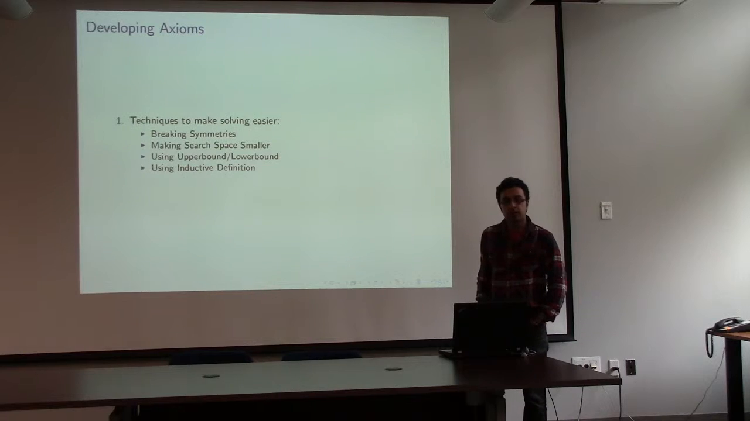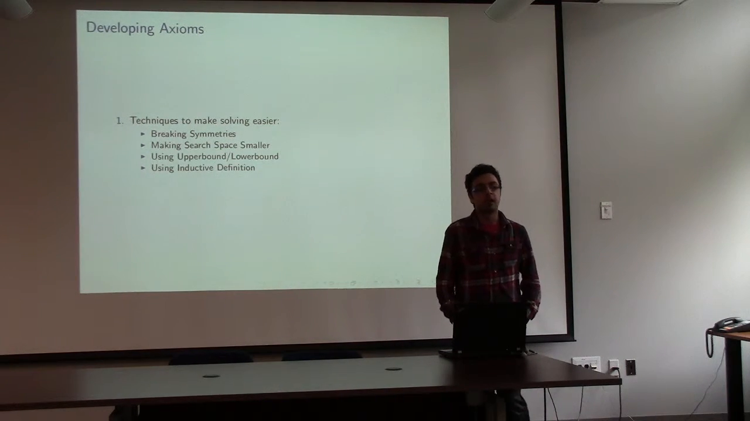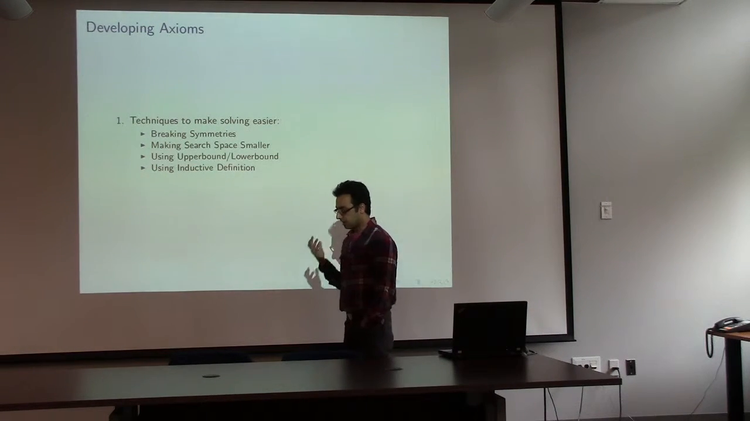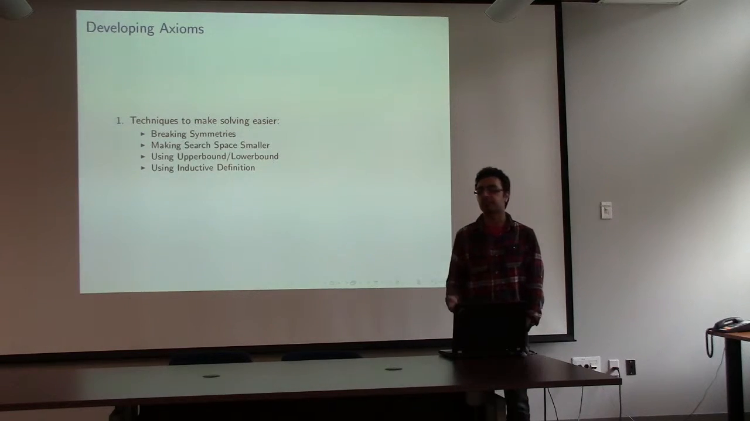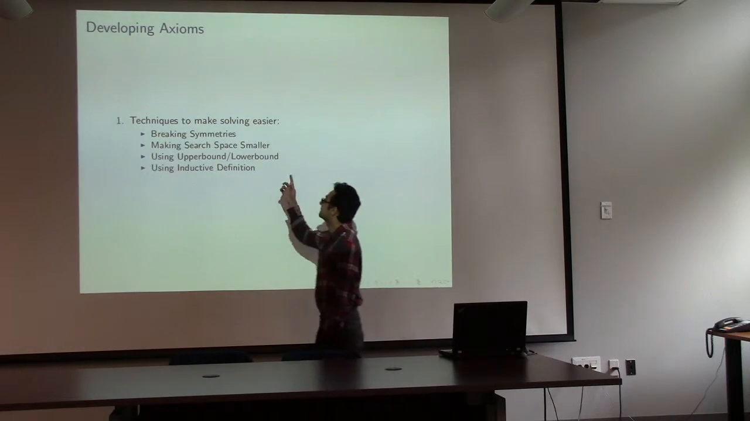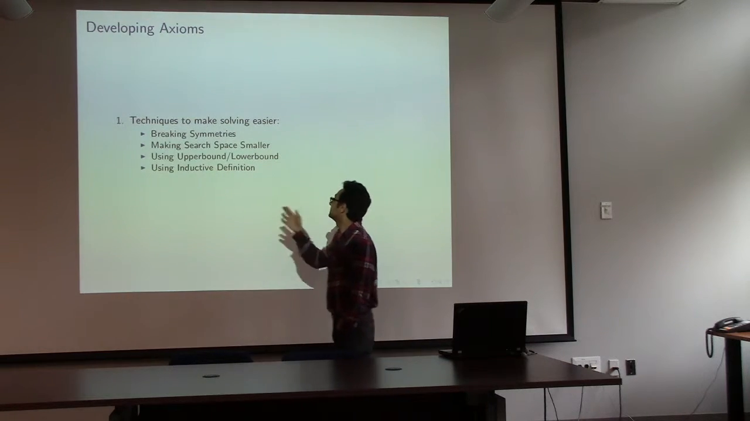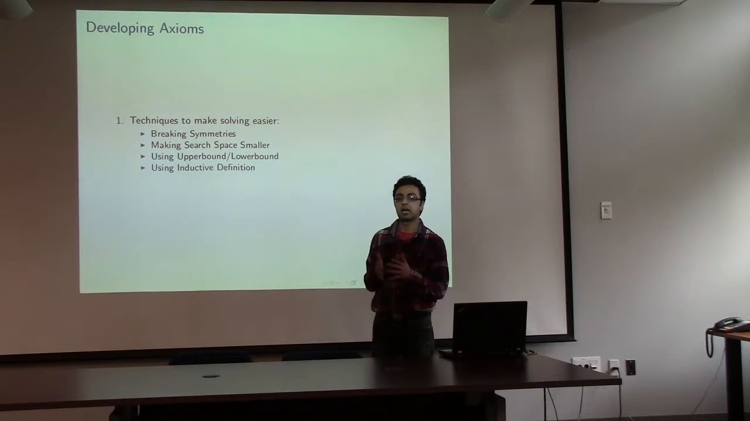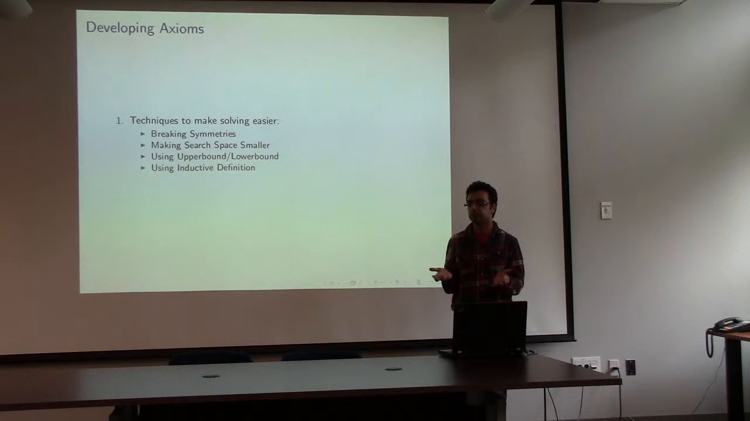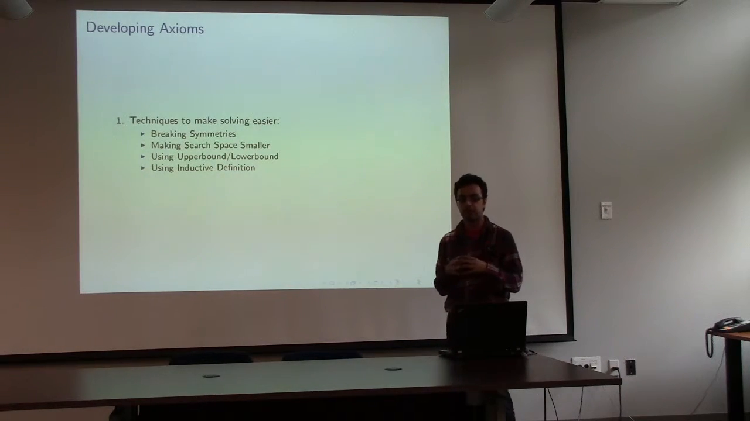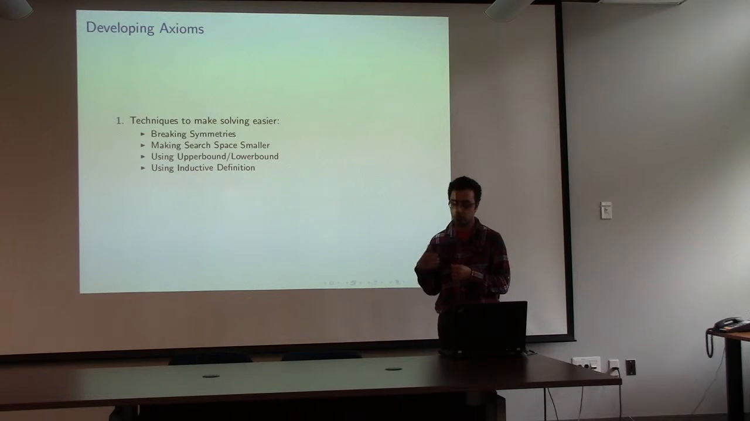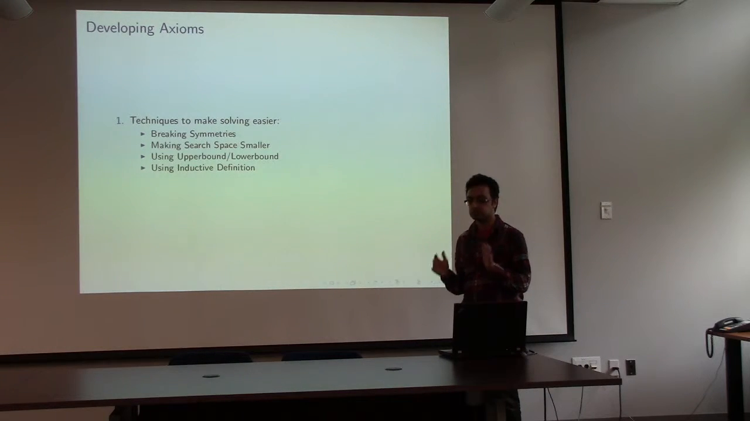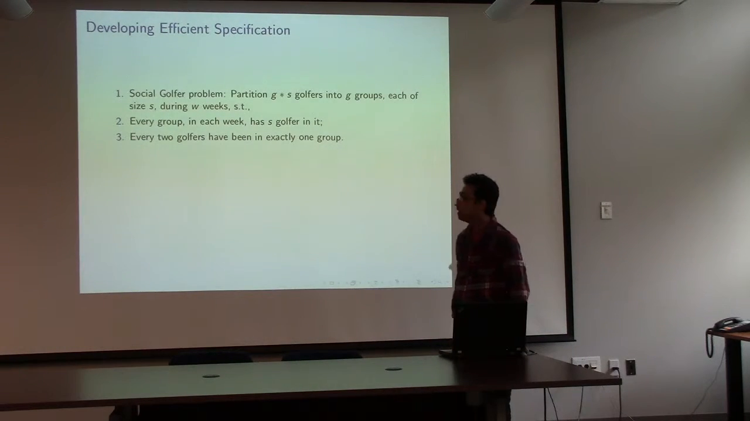The next thing I did was to develop some ideas and strategies for developing easy-to-solve specifications. So, for example, breaking the symmetries, or making search spaces smaller, using upper bound and lower bound, and using inductive definitions. These things can help us to solve the problem more easily. They don't cause a lot of overhead for our grounder, but they make the task of solving much easier. So let's see an example, and I guess that's going to be easier to follow.